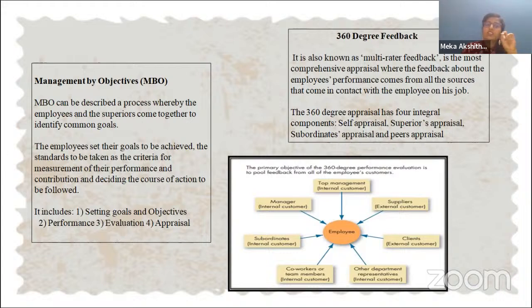So the first one is management by objectives. In this particular technique, both the employees and the management come together, discussing and coordinating with each other, and they would be setting particular goals and objectives. When setting goals and objectives, there is equal involvement of both management and the employees.